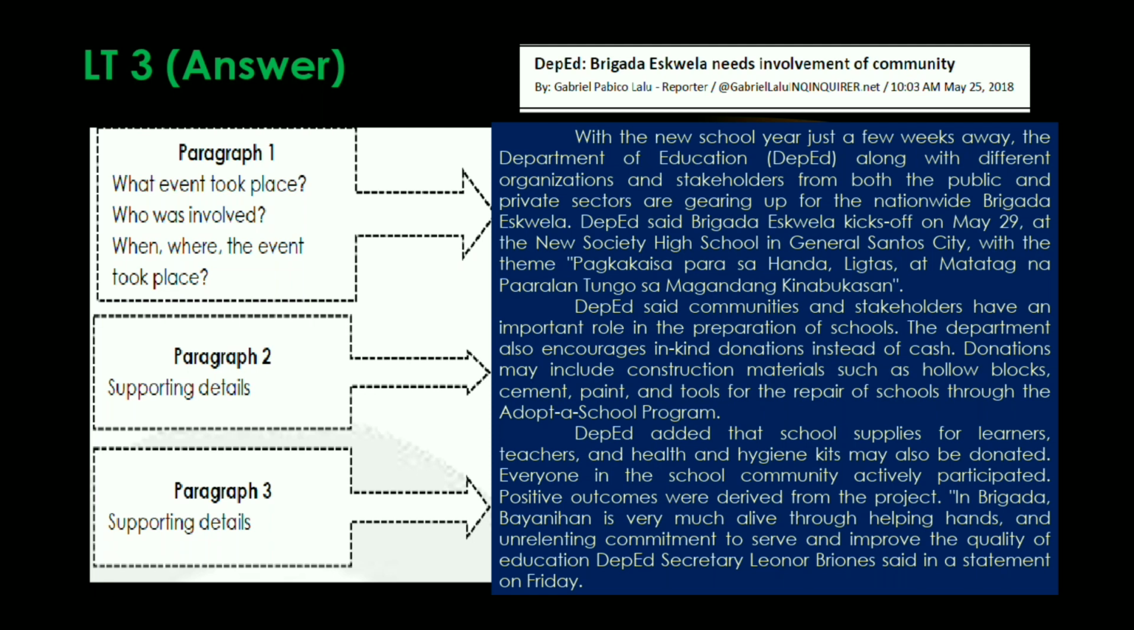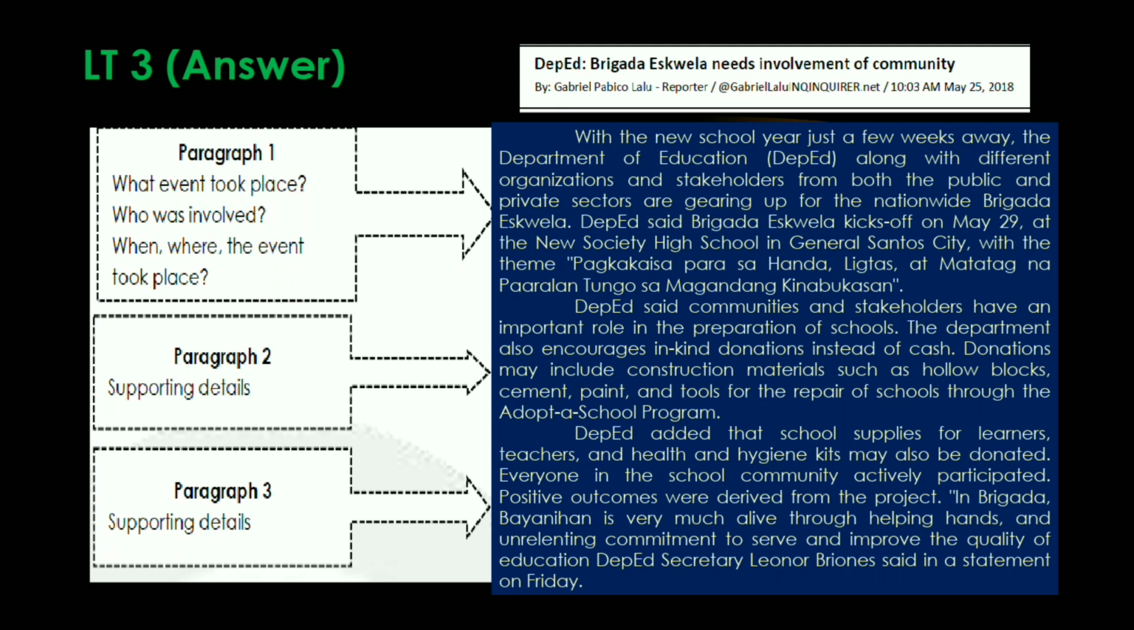For paragraph 2, we have the supporting details. DepEd said communities and stakeholders have an important role in the preparation of schools. The department also encourages in-kind donations instead of cash. Donations may include construction materials such as hollow blocks, cement, paint, and tools for repair of schools through the Adopt-a-School program. For paragraph 3, DepEd added that school supplies for learners, teachers, and health and hygiene kits may also be included.